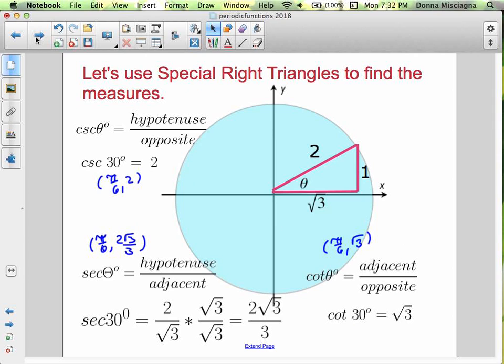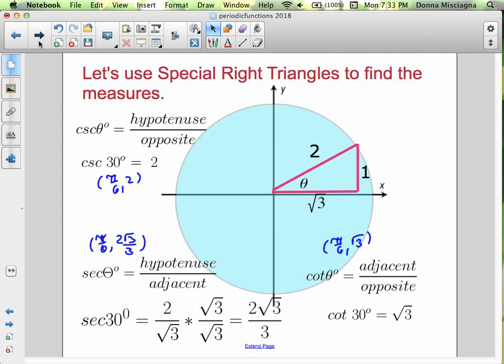Secant is hypotenuse over adjacent. That would be 2 over the square root of 3, and when we rationalize it, it's 2 square roots of 3 over 3. So a point on the secant graph would be pi/6, 2 square roots of 3 over 3. And cotangent is adjacent over opposite, so the adjacent is square root of 3 and the opposite is 1, so that would be square root of 3. So pi/6, square root of 3 is a point on the cotangent graph.